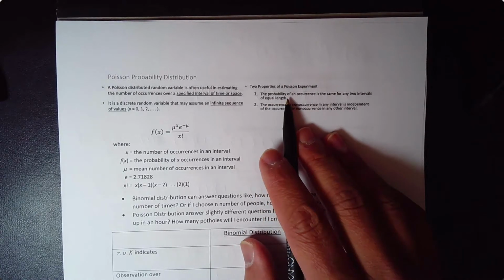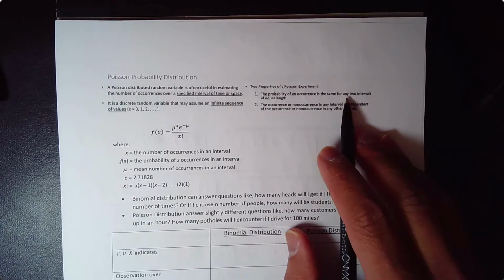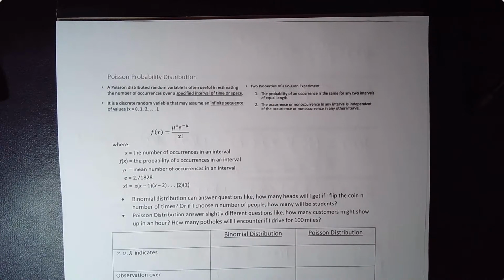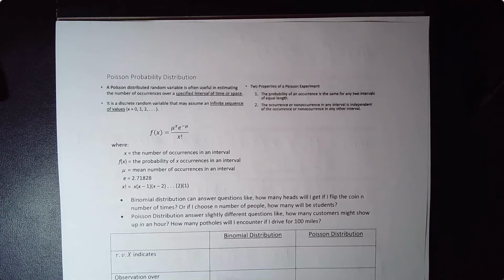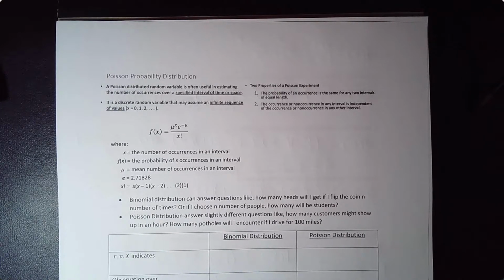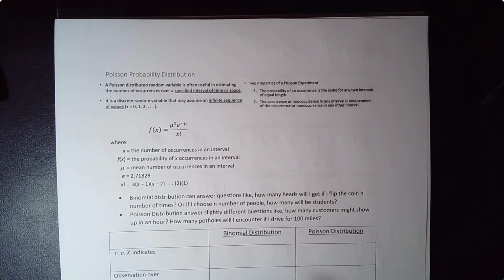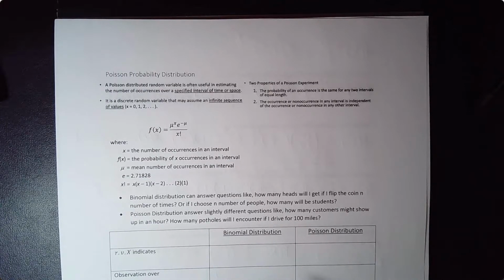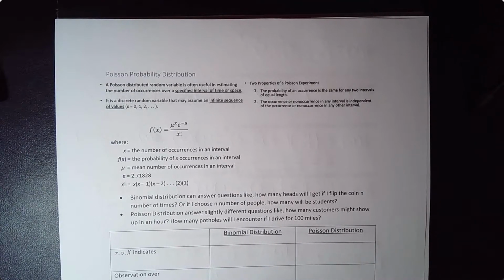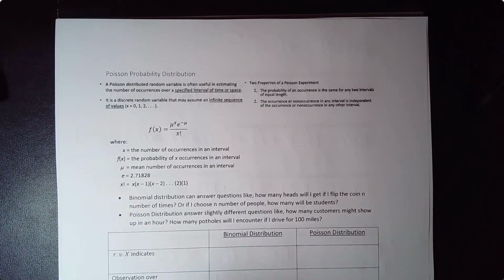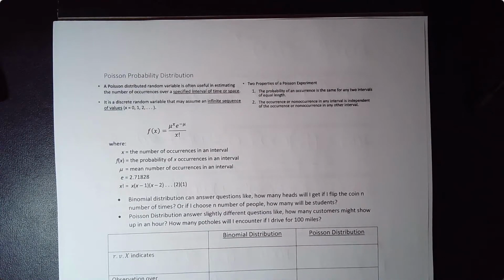Now, the two main properties of a Poisson distribution have to be followed. One, the probability of occurrence is the same for any two intervals of equal length. So if I'm saying that, for example, if I drive for 100 miles, then on average I will hit 20 potholes. Well, then if I drive for 50 miles, half that, then I should expect to see half that, so 25 potholes. Okay, so if I cut the intervals up, then the probability should scale accordingly.